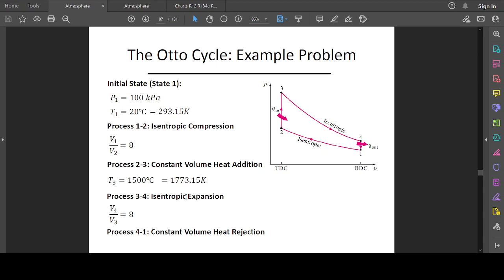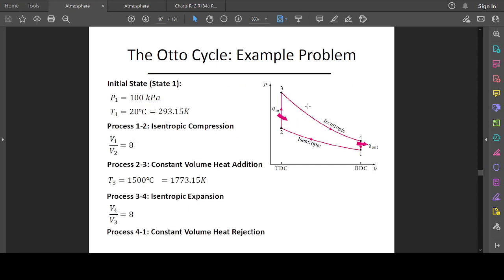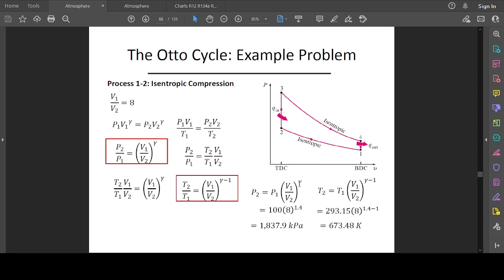Now stage 3 to 4 is another isentropic process, and it says the air expanded reversibly and adiabatically back to its original volume. So meaning that the compression ratio here is the same as the compression ratio there, which is V4 over V3. The volume at stage 4 divided by the volume at stage 3 is equal to 8 as well. Now, what is the constant volume heat rejection at stage 4 to 1? So the heat rejection from stage 4 to 1, as we know, we can calculate that.